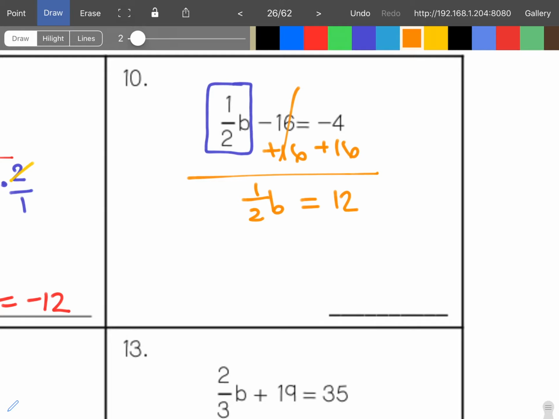And then we have to get rid of that fraction. Now remember, we get rid of a fraction, even though it looks like we want to divide because that's 1/2 times b. We can get rid of it by multiplying by the reciprocal. Remember, because then see how that cancels? So we multiply the other side by 2 over 1, which is really just 2. And we end up with b equals 12 times 2, which is 24.